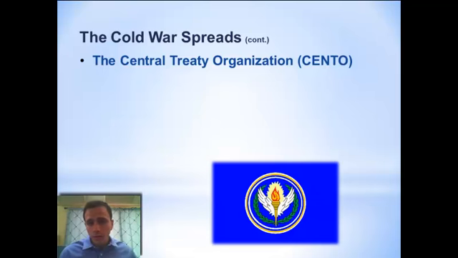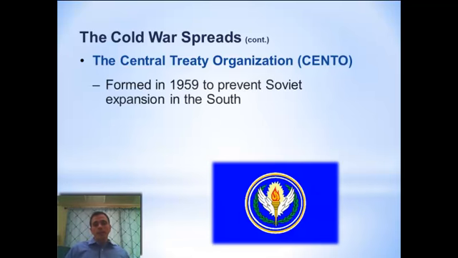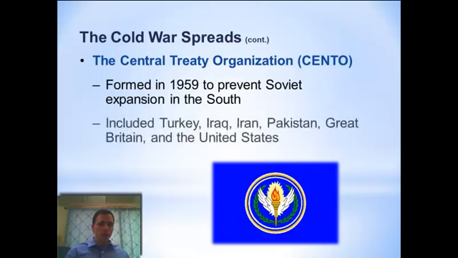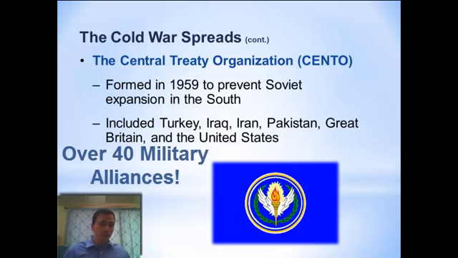And then the Central Treaty Organization was created to keep the Soviet Union from expanding into the South. Okay, and these are some of the countries included in that particular alliance. When it was all said and done, the United States was involved with over 40 military alliances throughout the world. Okay, these were alliances of trade, but most importantly, military pacts and agreements with each other.